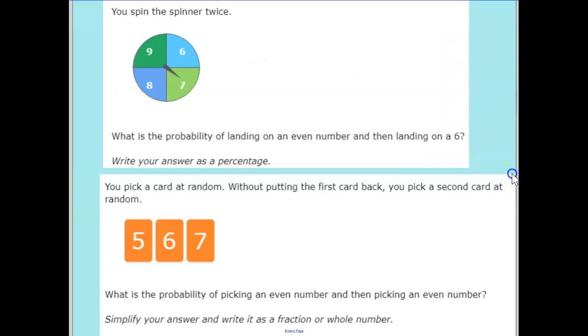Okay, 2 more. Again, this is a classic probability, and then this one is a without putting the card back dependent probability. Let's see if you can switch back and forth between the 2. Make it happen. Hit pause and don't cheat.